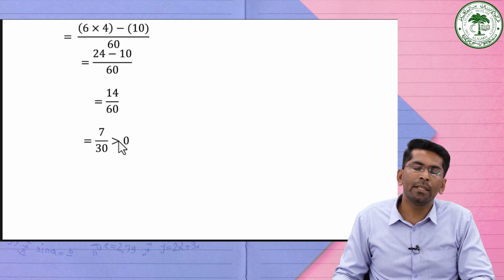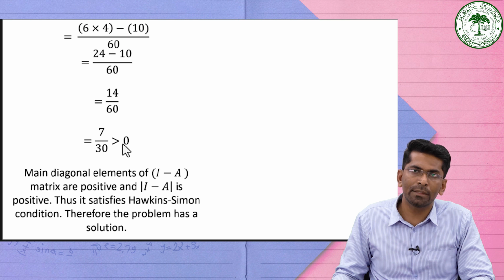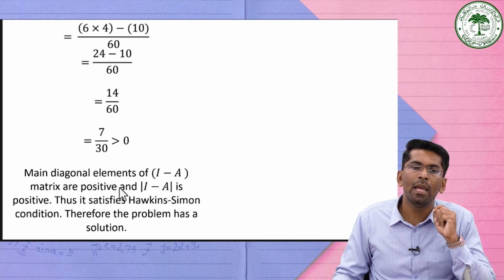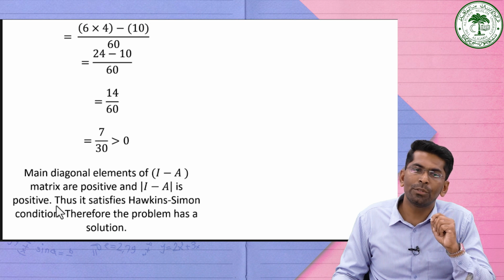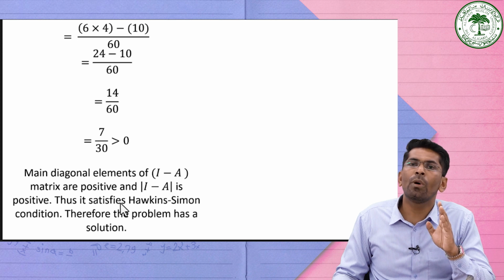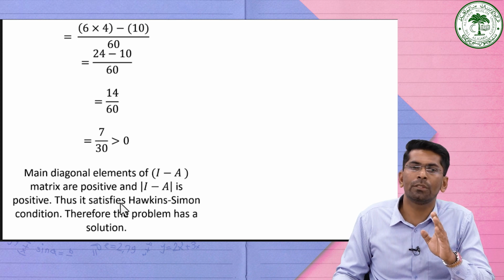So it is greater than 0. So it is a non-singular matrix, that is, it is not equal to 0. The main diagonal elements, as we already said, are positive, and the determinant value is also positive. We can say that the Hawkins-Simon conditions, that is both conditions, are satisfied. Therefore, the problem has a particular solution.